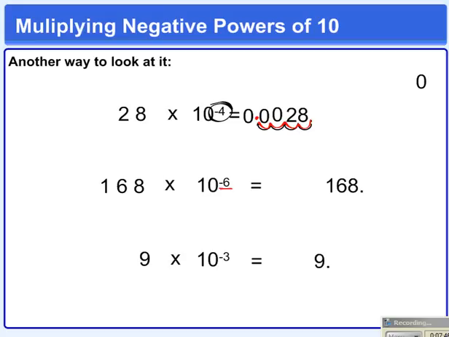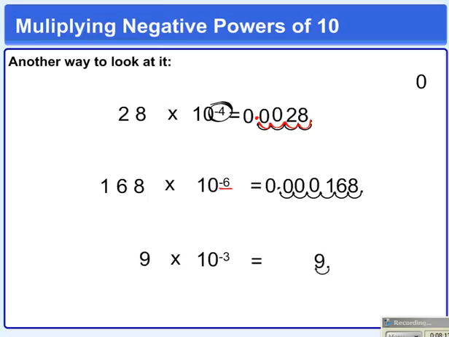Here we have 168 times 10 to the negative 6th, and we have negative 6, so we know we're going to go to the left 6 times. 1, 2, 3, 4, 5, 6. And we want to put our decimal place in right away so we don't forget it. Put our 0 placeholders in, and we have 168 hundred thousandths.